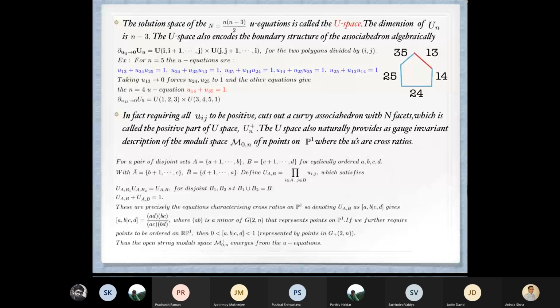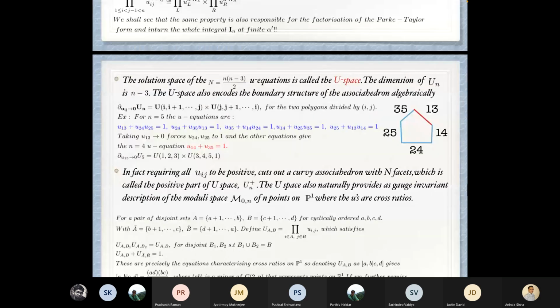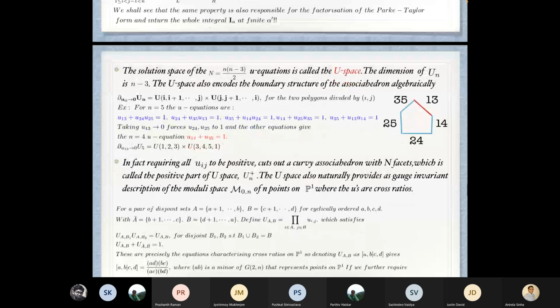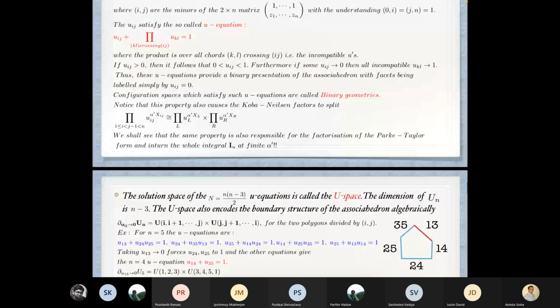So the big picture is that this happened for A_n. Then there is a generalization of this which is related to all the cluster types.